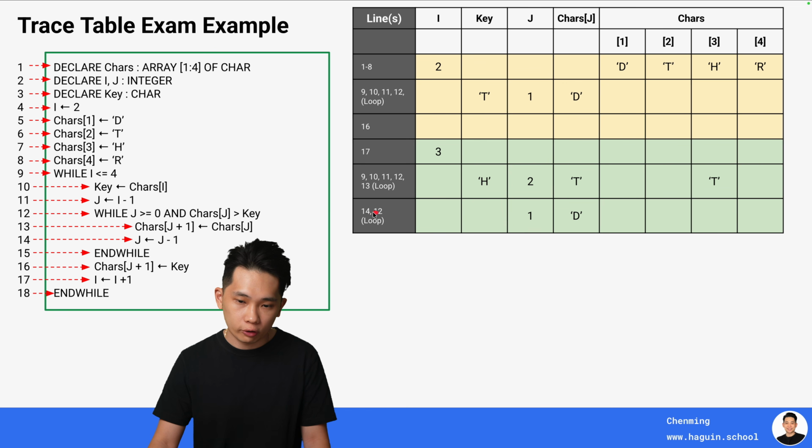So why 14 and 12 here? First of all, j is equal to j minus 1, so it becomes 1 here. And then we will go back to the while loop again and check, hey, is j more than or equal to 0? Yes, it is.